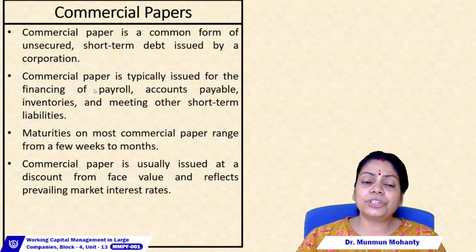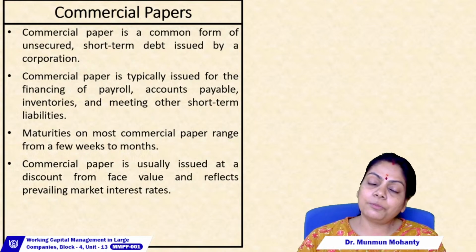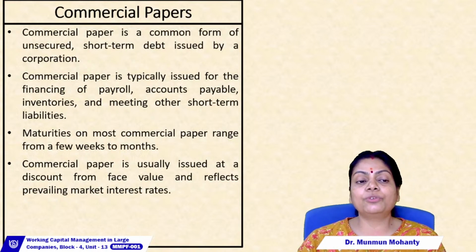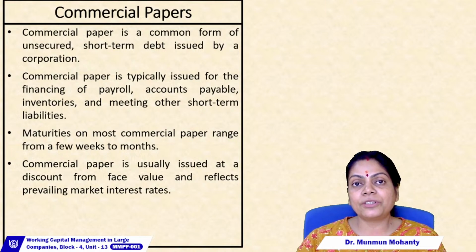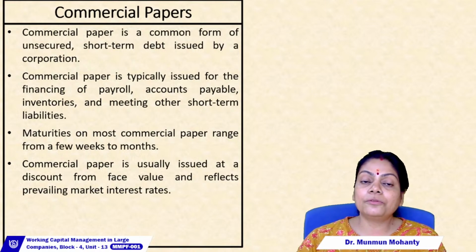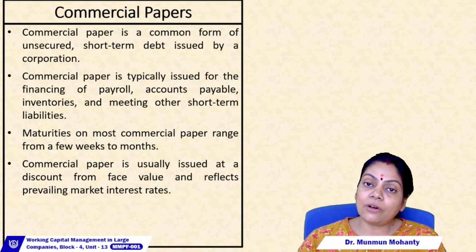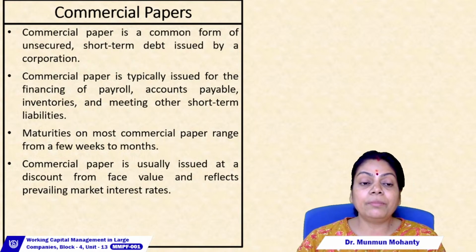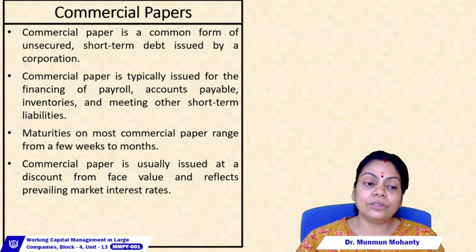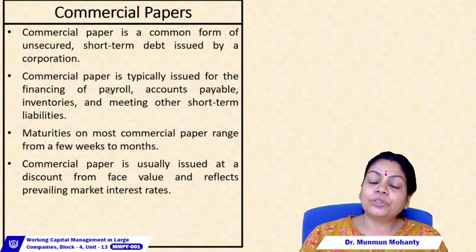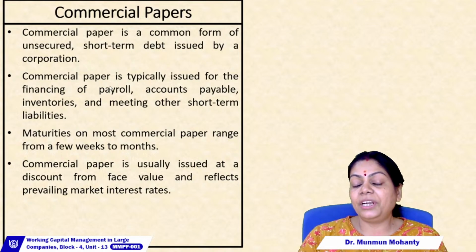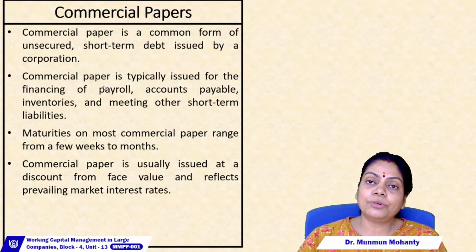Now you see, commercial papers are typically issued for various purposes. What could be those purposes? You can issue commercial papers and raise finance for payroll, for various accounts payable, for inventory payments, and to meet various other short-term liabilities. Why can you not use commercial paper to meet long-term liabilities? Because commercial paper typically has a maturity of less than 1 year. Let us say 364 days or so.